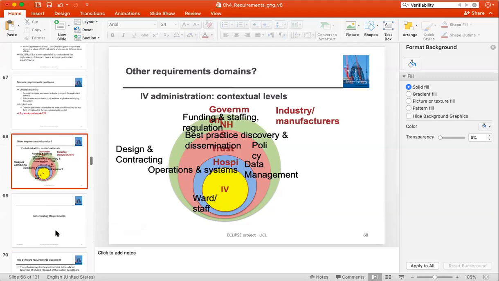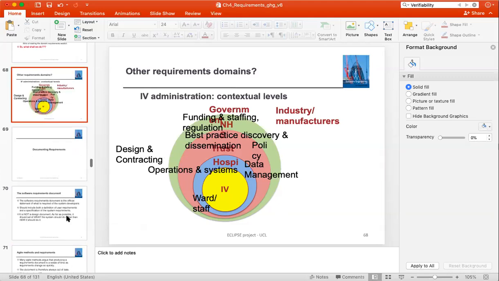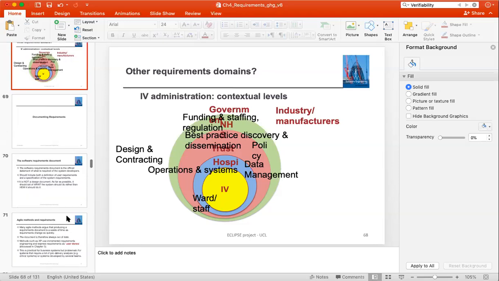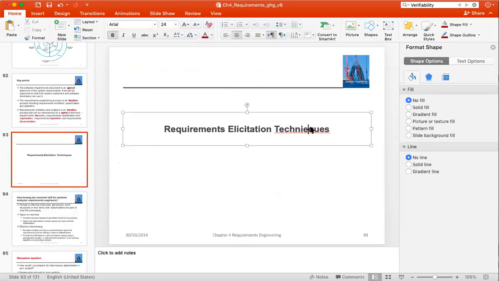Now, how do you get into these? Well, we've got some sort of requirements investigation or requirements analysis techniques. So I'm just going to go into that. Requirements elicitation techniques. Sorry, there's a typo there.